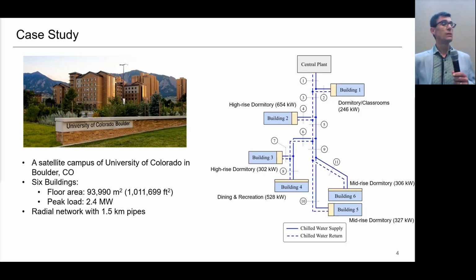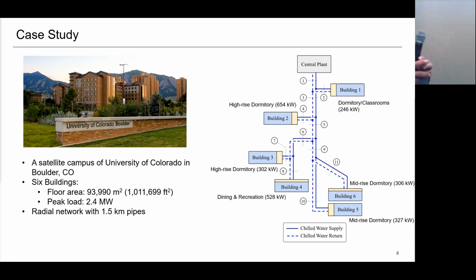So the site that we selected is part of the University of Colorado in Boulder. It's a campus of which we picked 6 buildings that are connected to this district cooling system. It has a peak load of about 2.5 megawatt cooling load, and roughly about 1.5 kilometers of pipes.